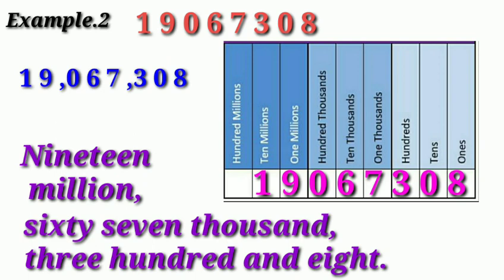19,067,308. Okay. In 067 only, 067 means 67. In 100,000 place 0 is there. So 67,308. Once again I am repeating. 19,067,308. This is the given number. Next, example 3.